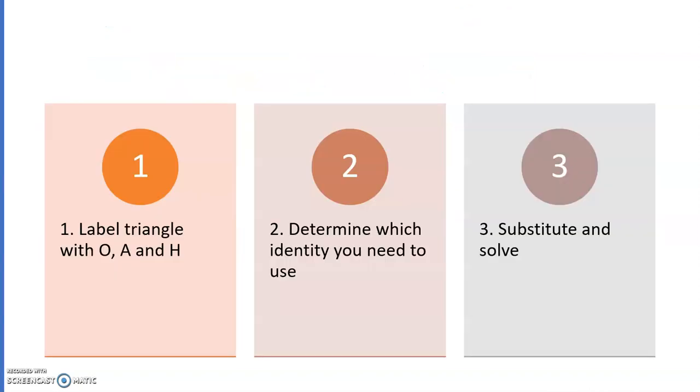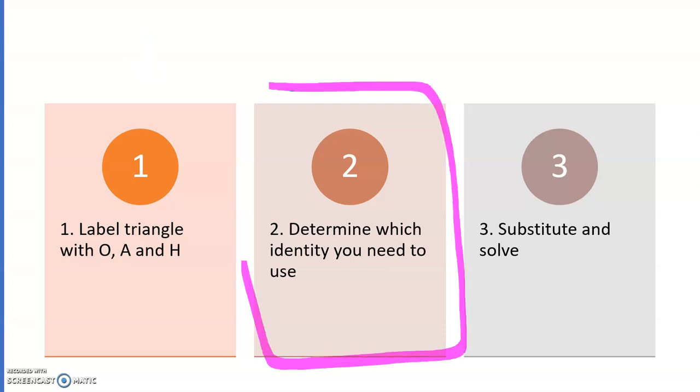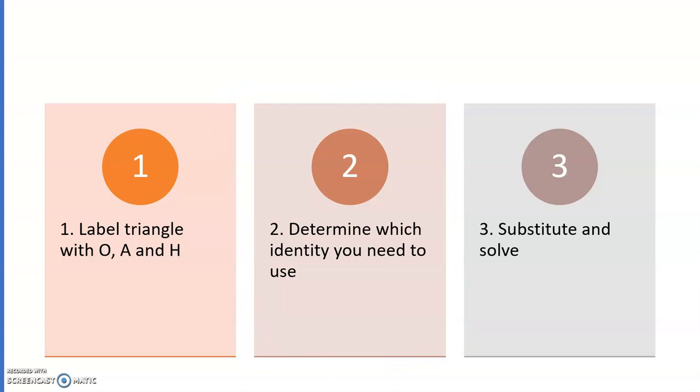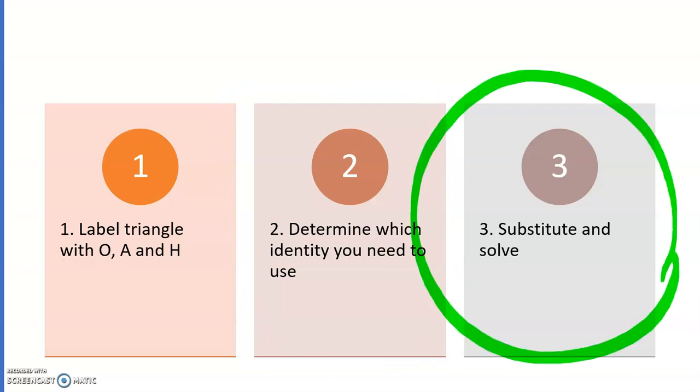So in summary, make sure you label your triangle with O, A and H, determine which identity you need to use, and lastly, substitute what you have and solve.